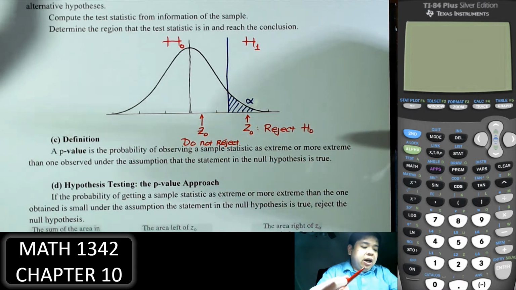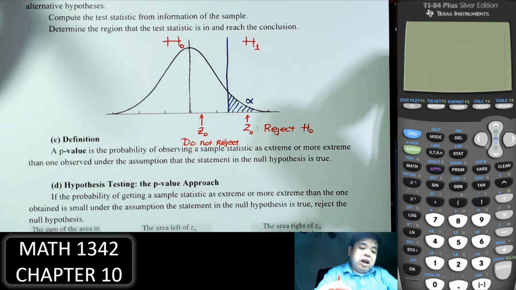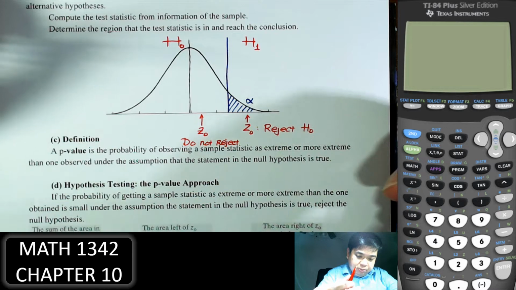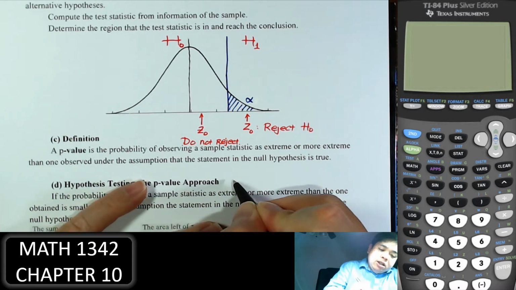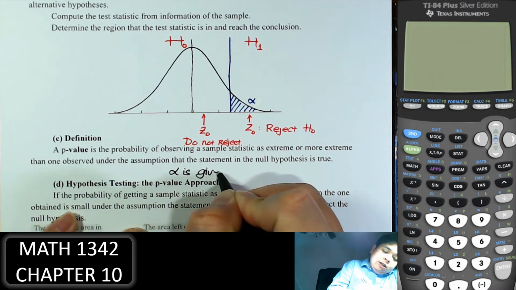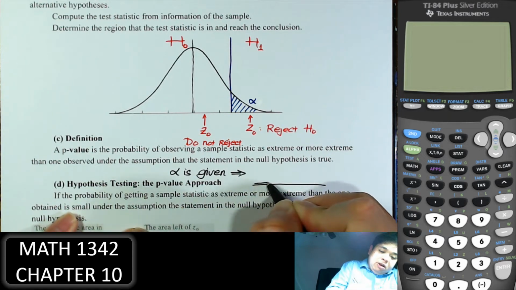Next, the p-values. The p-value is the probability of observing a sample statistic as extreme or more extreme than observed, under the assumption that the statement of the null hypothesis is true. So with this, like I said, alpha is given, and from that we arrive at the p-value.